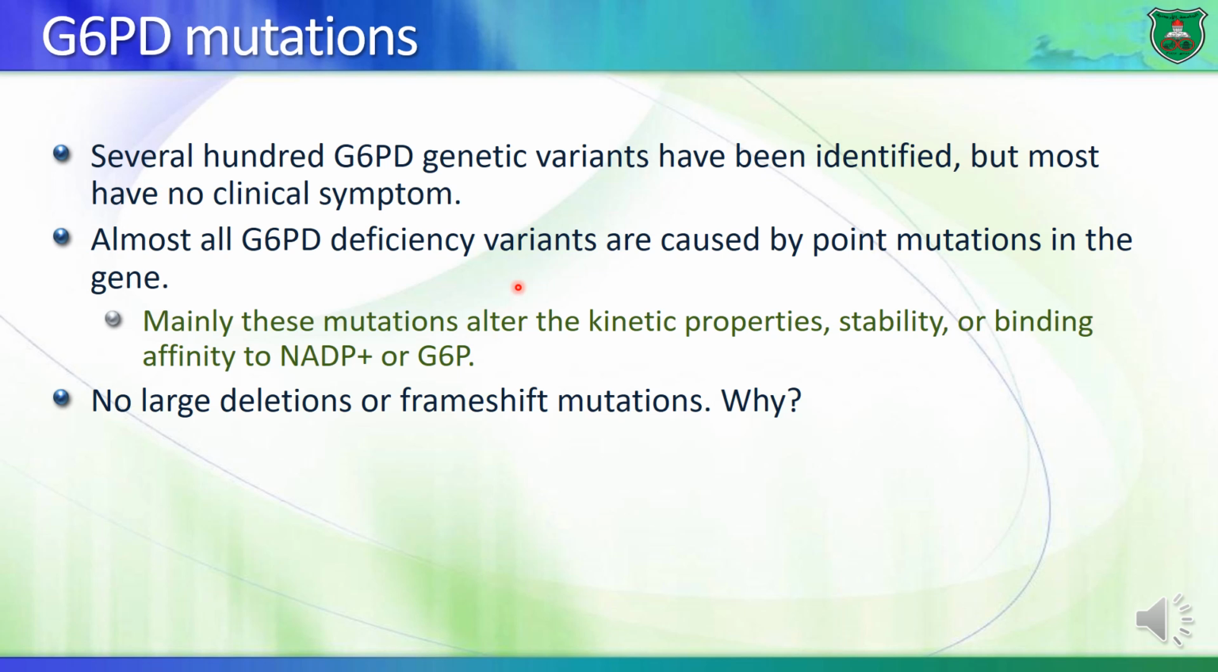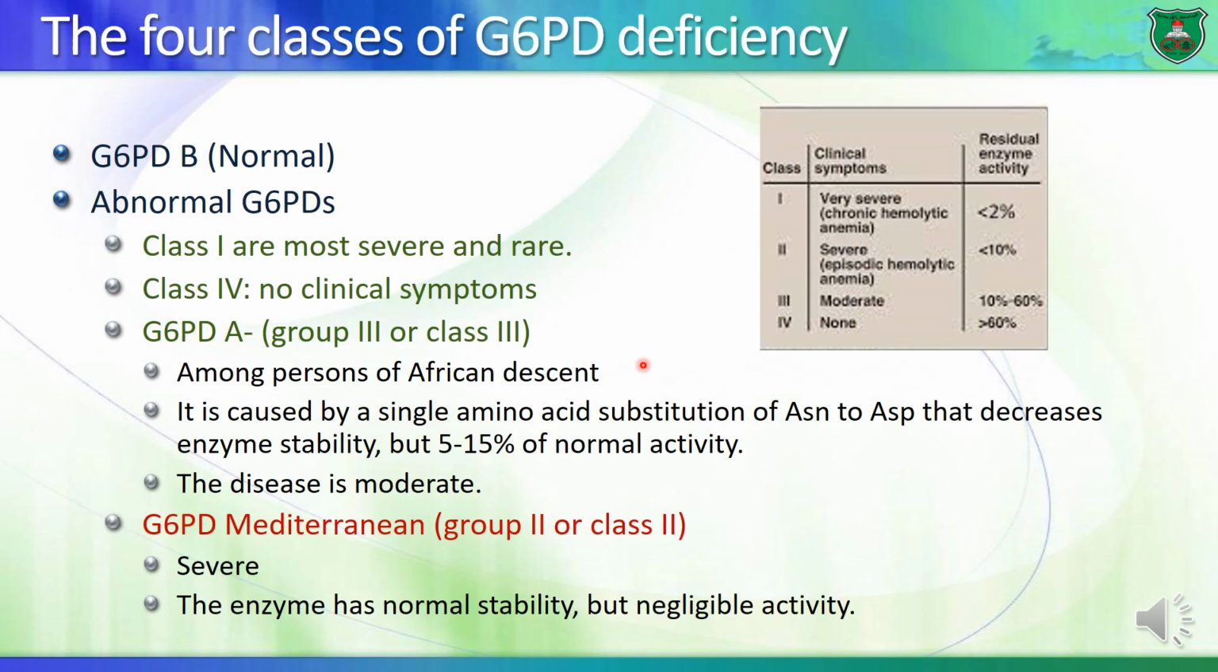So these mutations can affect the kinetic properties of the enzyme, the stability of the enzyme, or the ability of the enzyme to bind NADP or glucose 6-phosphate. Now, there are different variants of the enzyme G6PD. Of course, you have the normal variant with 100% activity. And then you have different variants. These variants can be classified into 4 classes.